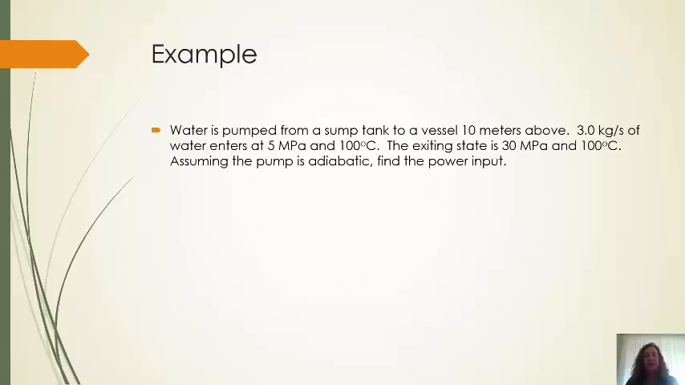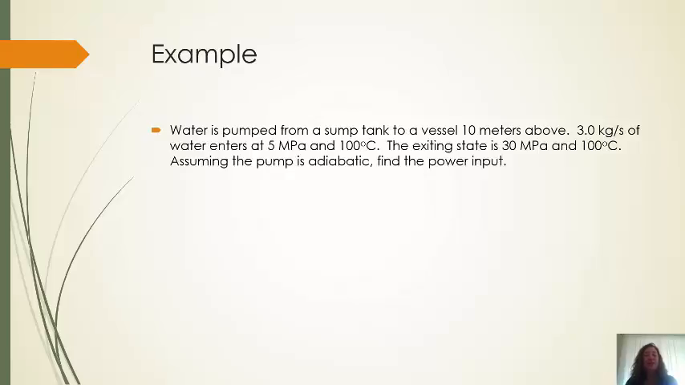We'll do a second example, a pump. Now in this case I'm going to take water again. I'm going to take it from a sump tank, which is a tank underground so that water can drain, like maybe rainwater. It drains into the sump tank and then you need to pump it out to get rid of it every so often. And so in this case it's going to go from the sump tank to a vessel 10 meters above it. The water is going to flow at 3 kilograms per second.